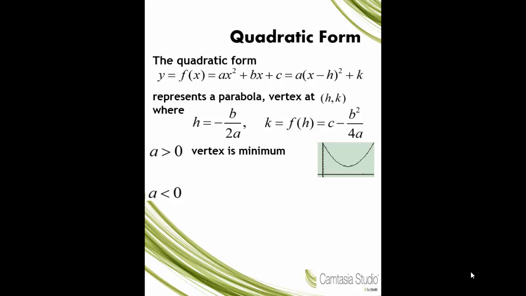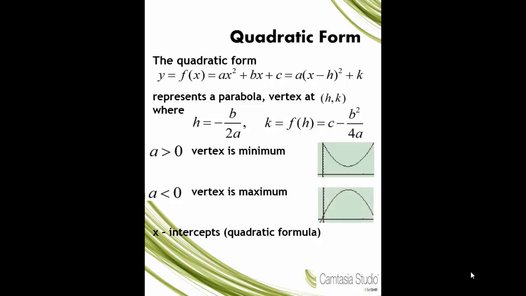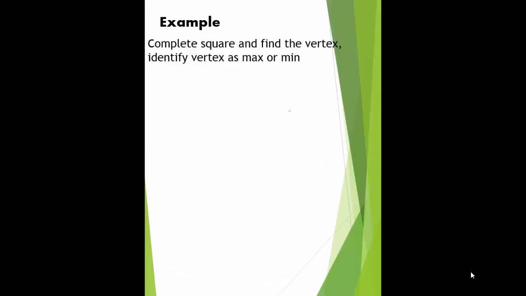If the leading coefficient is negative or less than 0, the vertex is considered to be a maximum, and the graph should look like this. How to find intercepts from the quadratic formula? It is known that x equals minus b plus or minus square root of b squared minus 4ac, all over 2a.